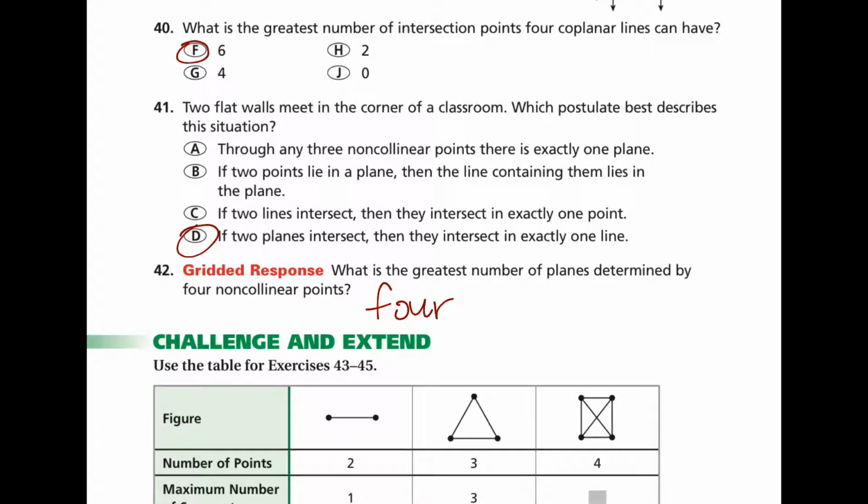For 42, the answer is 4. These points that are not on the same line could all be in different planes. Think of like on 2 separate walls, the floor and the ceiling of a room, those points, all in different planes.